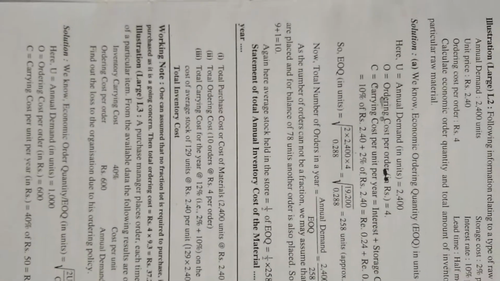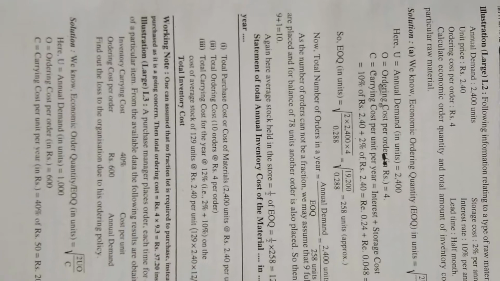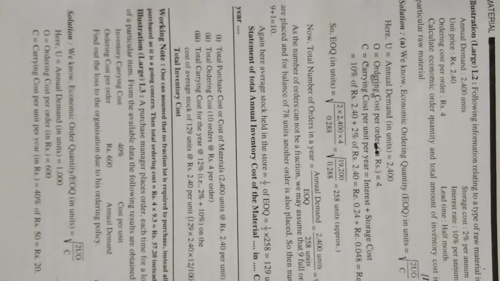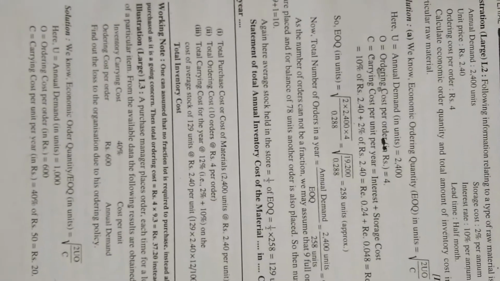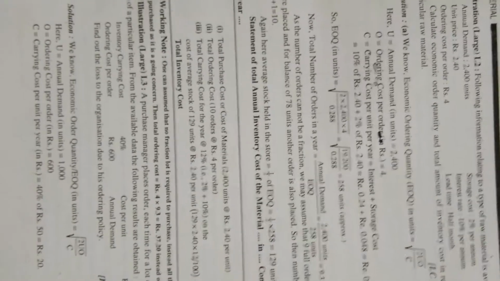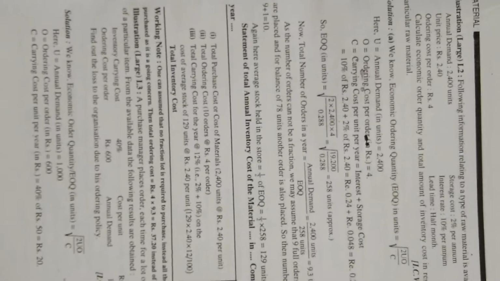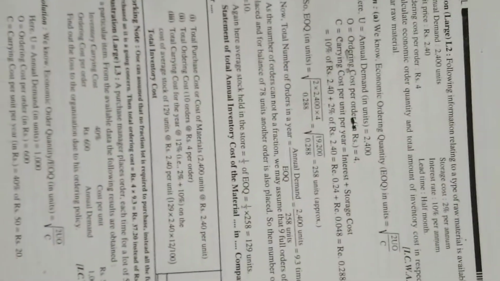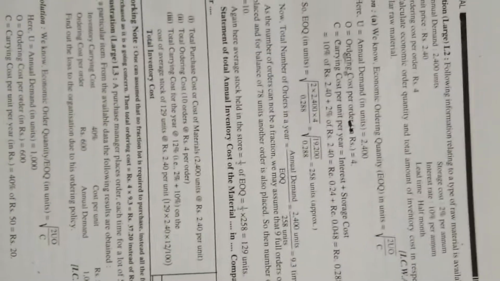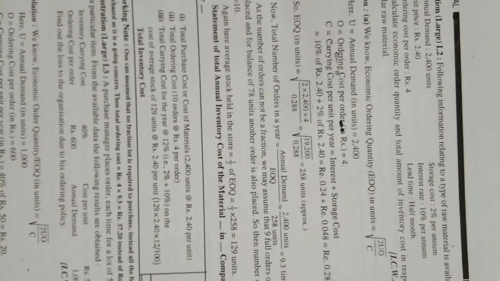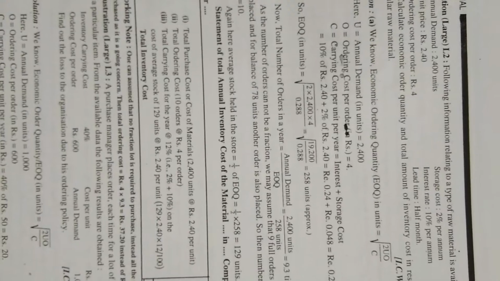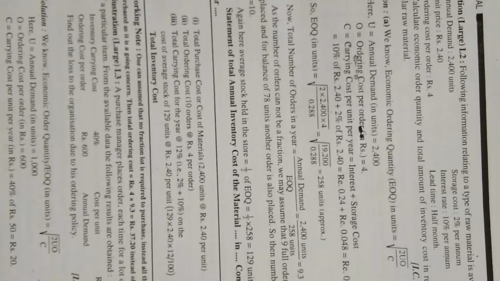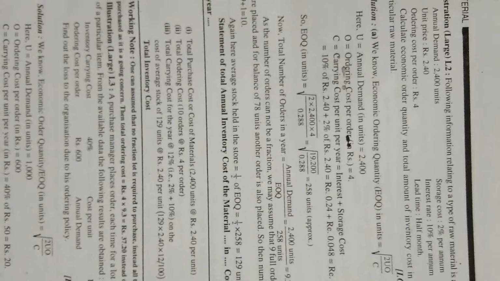If the annual consumption is given in monthly mode, that means monthly consumption is given as 100 units, you have to convert it into yearly, and it becomes automatically 1200 units. It may be given quarterly, then you have to multiply that figure by 4. Then it may be given in weeks, then you have to multiply it by 52. Why? Because a year comprises 52 weeks.